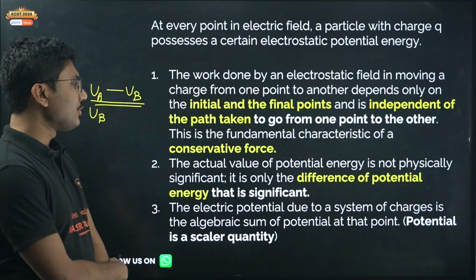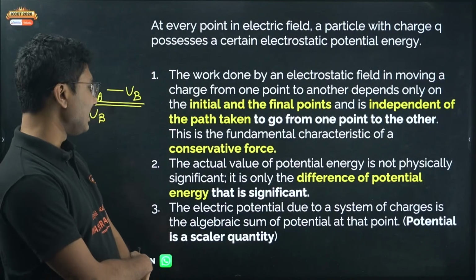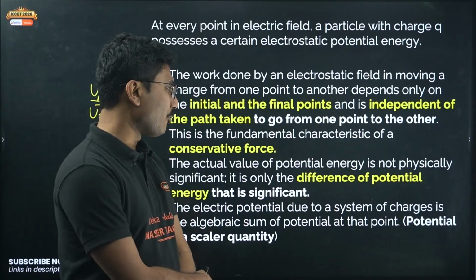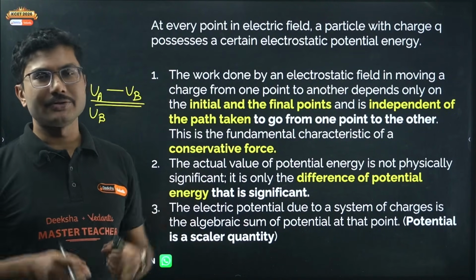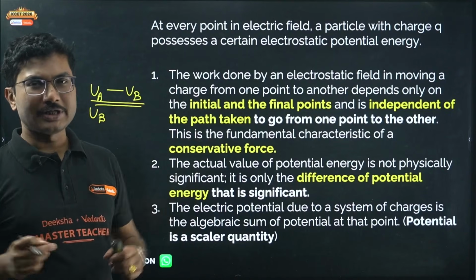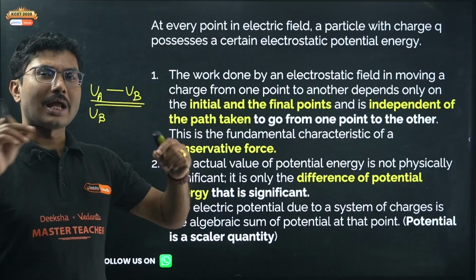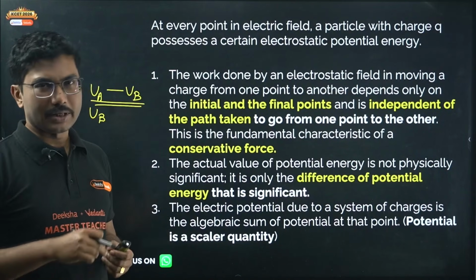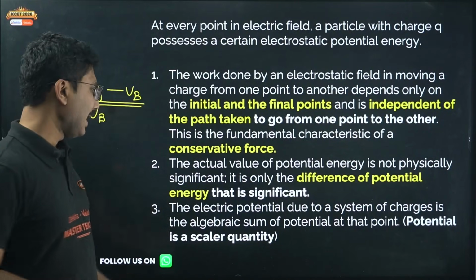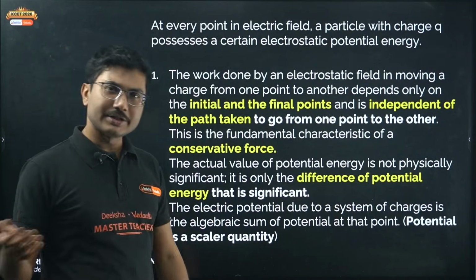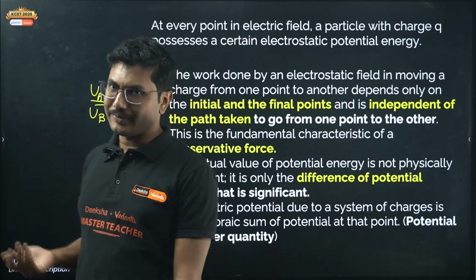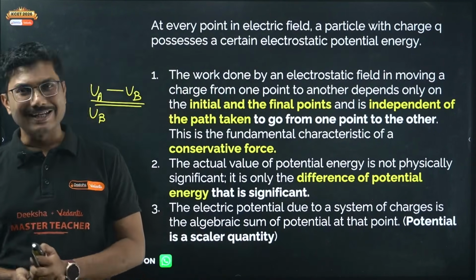The electric potential due to a system of charges is the algebraic sum of all the potentials at that point. So if you have multiple charges and you want to find the potential energy at a single point, you have to calculate the potential energy due to all the charges at that particular point. Potential energy is a scalar quantity. Obviously, we have learned potential energy in our first PUC as well.